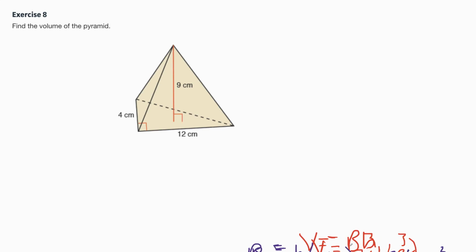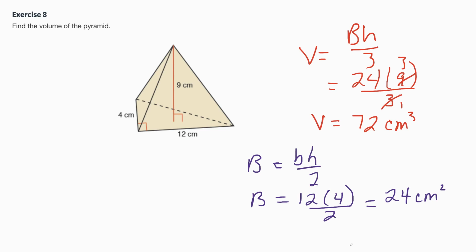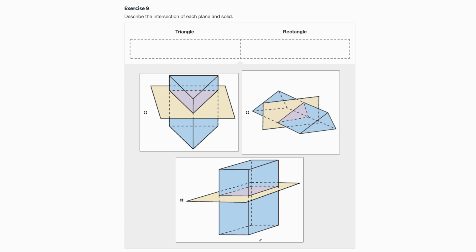Find the volume of this pyramid. All right, I used the formula right here. Boom. Capital B, I work that out down here and I get an answer. And then I just plug it in. The height of my pyramid is 9 centimeters. And I just work it out. Volume equals 72 centimeters cubed.